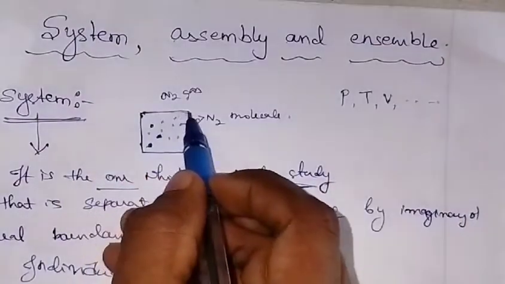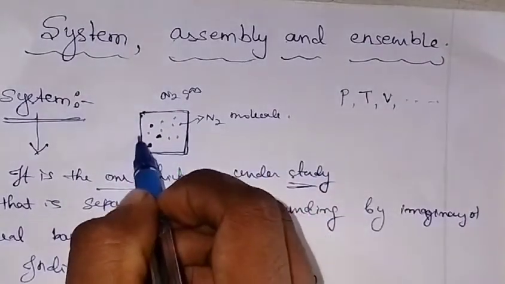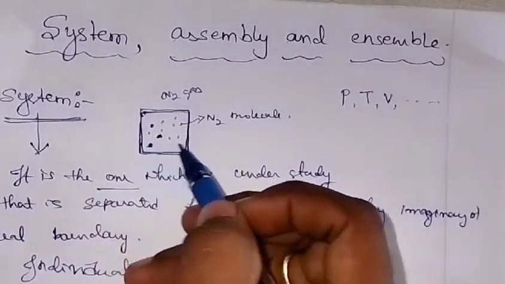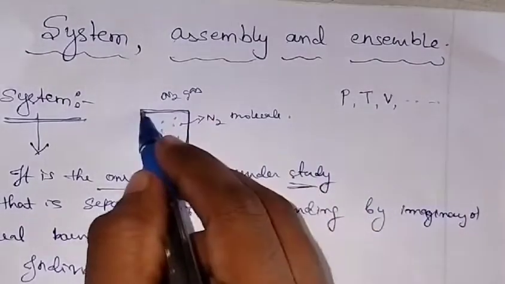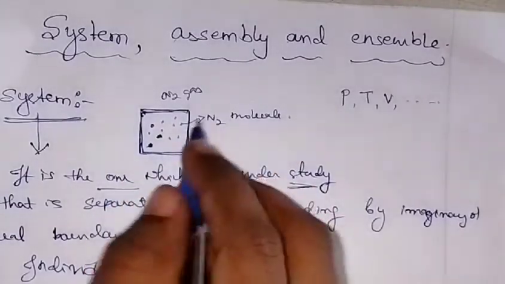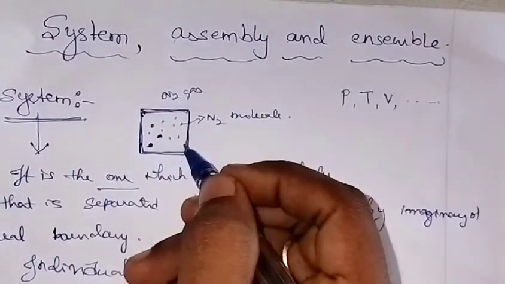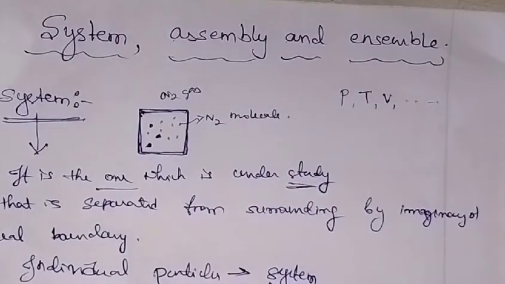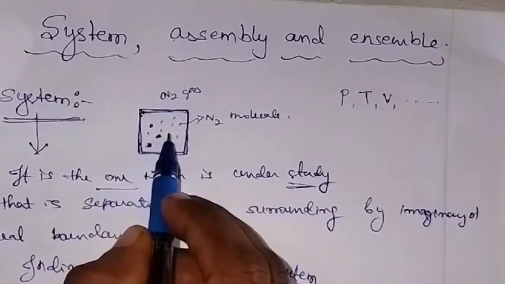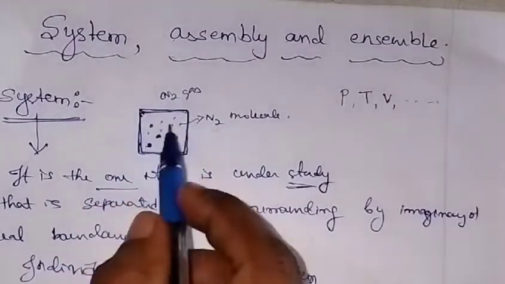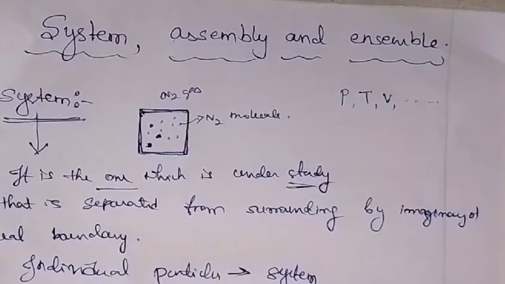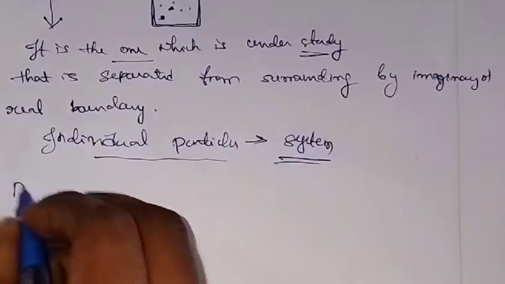This entire container is under observation or under study. That is why this entire container is called a system according to classical thermodynamics. But according to statistical thermodynamics, each individual particle present in a container is called a system. Hope it is clear. We will move forward to the assembly.